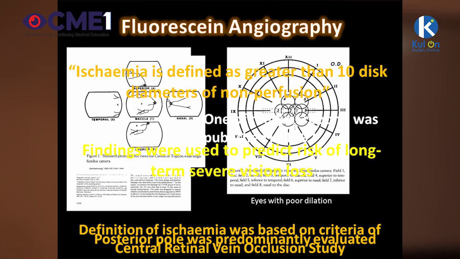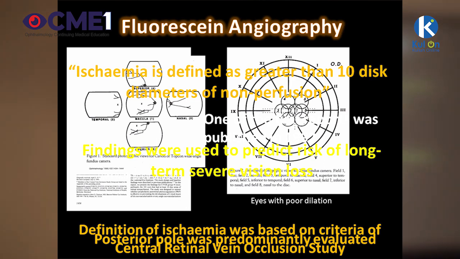So if patients had good dilation of the pupil, those were the 4 or 5 segments of the retina that they studied to define something as being ischemic and non-ischemic. As you know, many people that have central retinal vein occlusion will not dilate very well for different reasons. And if they didn't have good dilation in this particular study, which we use very commonly, they only looked at the regions around the optic disc and the macula, so predominantly the posterior pole. And what they said was that retinal vein occlusion was ischemic if you had more than 10 disc diameters of non-perfusion.